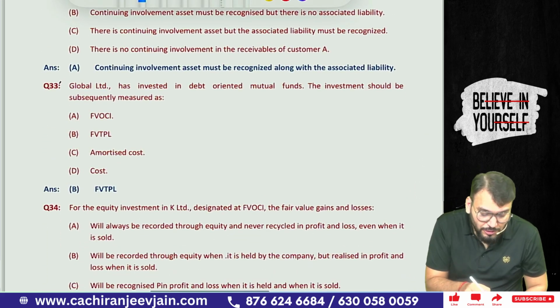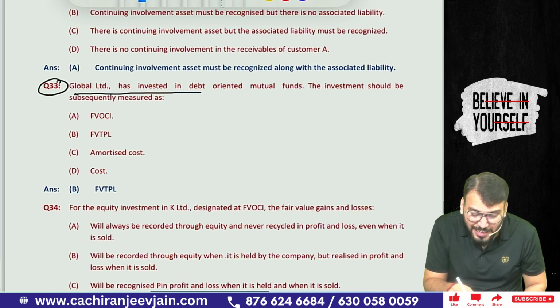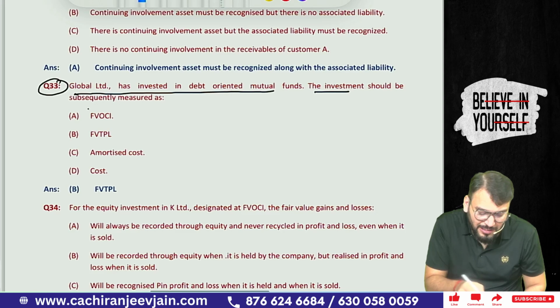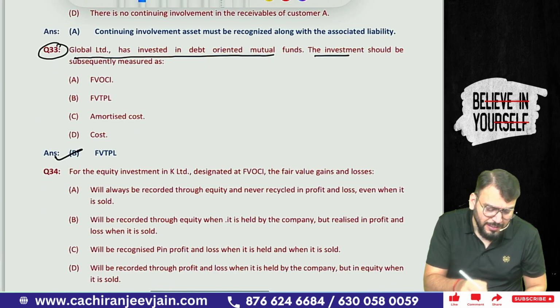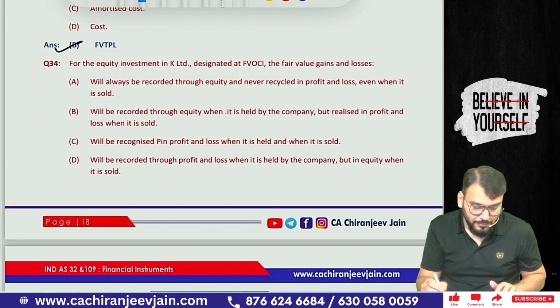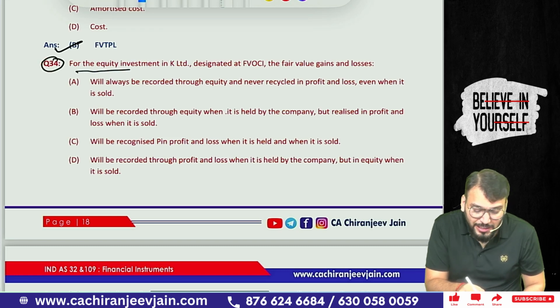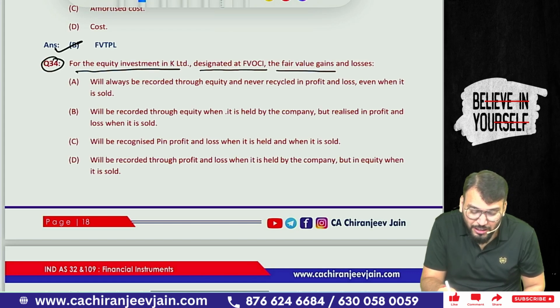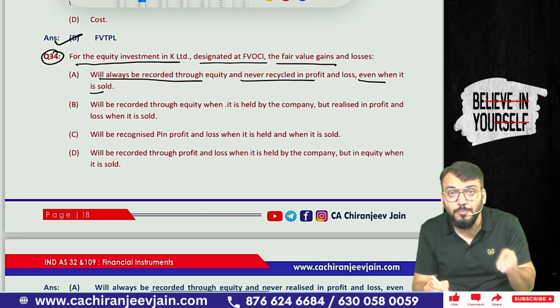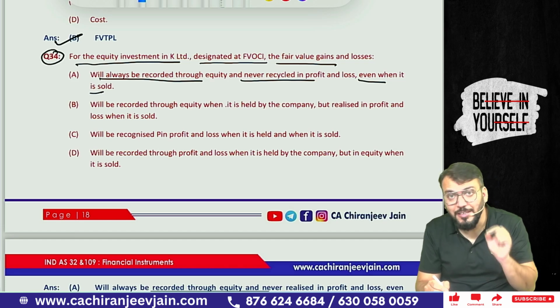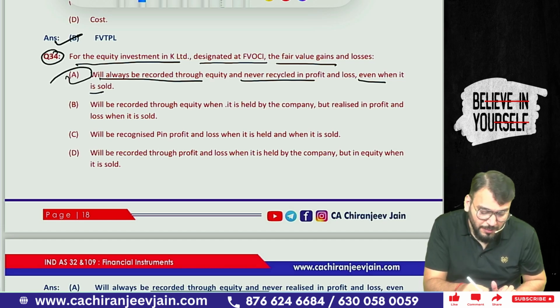Correct. Question 33. Global Limited has invested in debt oriented mutual fund. The investment should be, similar question we have done. I have given the clarification also. It will be FVTPL. This question has been repeated twice. Come to 34. For the equity investment in K Limited designated at FVTOCI, the fair value gain or loss will be always recorded through equity and never be recycled in P&L even when it is sold. Option number A is only correct because FVTOCI is always without recycling for equity instrument. For debt instrument, it is with recycling. So option number A is correct.